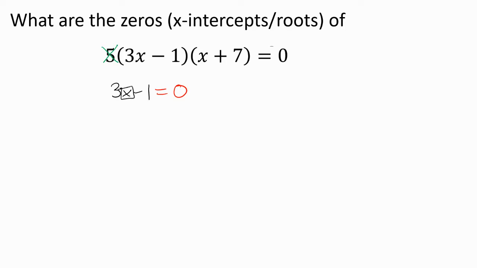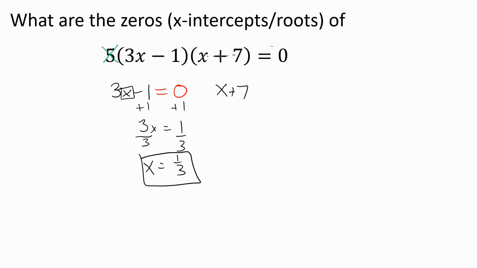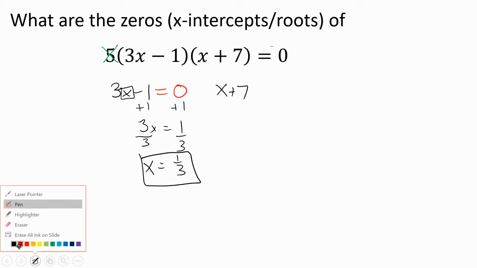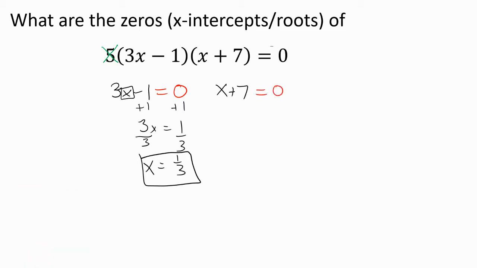So that means we've got to get the x by itself. So we're going to add 1 to each side. And then to get rid of that 3, you're going to divide by 3. So x is going to be 1/3. So that is one of your zeros. And then the other one, we're going to take this factor and set it equal to 0. And so we're going to subtract 7, so x equals -7.